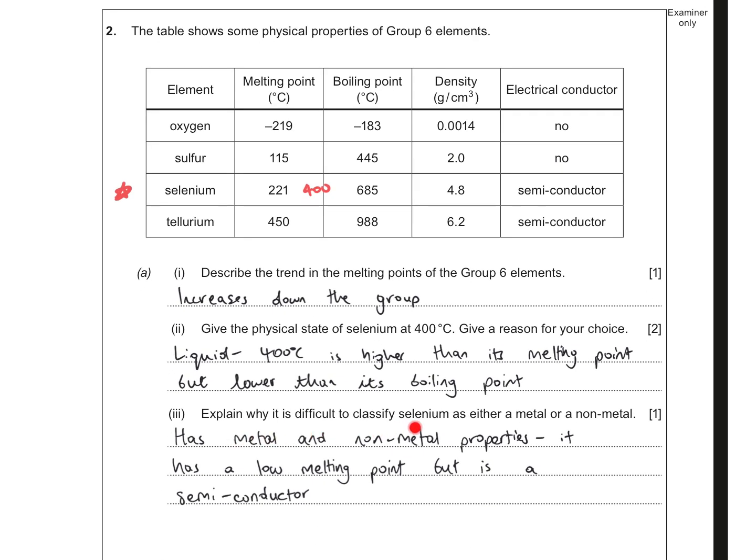Explain why it is difficult to classify selenium as either a metal or a non-metal. Always, when we're not sure about this, it is because it has metal and non-metal properties. For example, it has a low melting point, but it is a semiconductor.